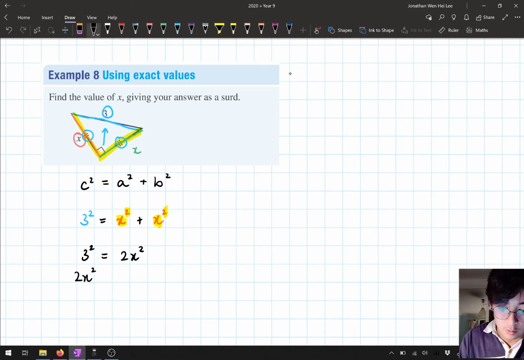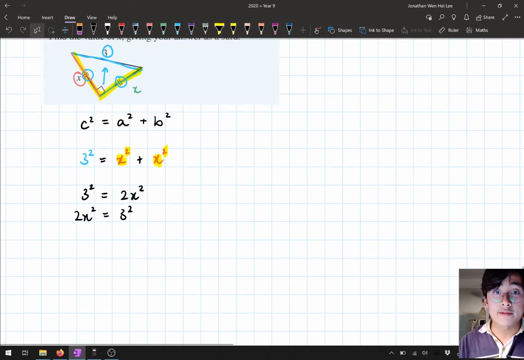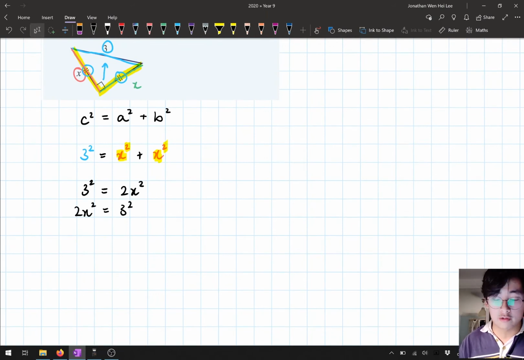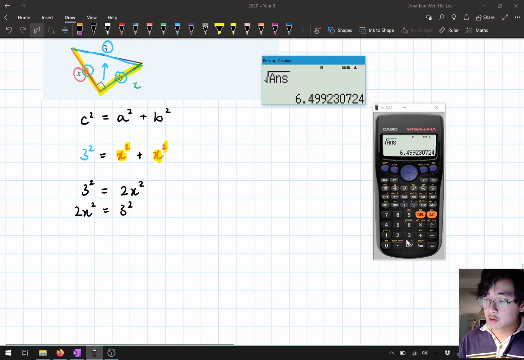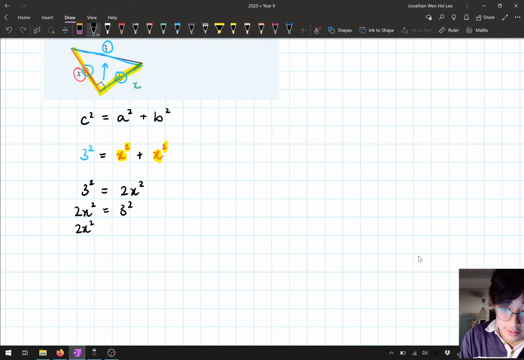So we've got 2x squared is equal to 3 squared. Now that I've done that, I'm going to find the value of 3 squared. On the right hand side, I've got 3 squared. What does that give me? 3 squared is just 9. So here I've got 2x squared is equal to 9.